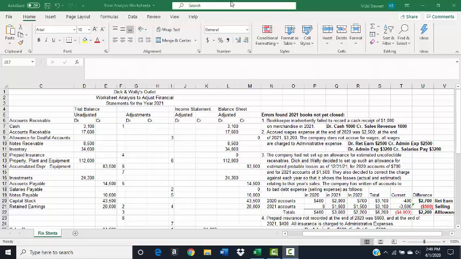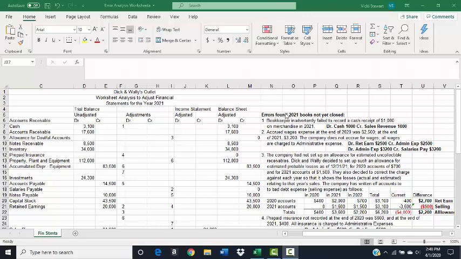So what we have for Dick and Wally's outlet is an unadjusted trial balance for the year 2021. And then we have columns for our adjusted income statement and balance sheet. We have two columns here to make the adjusting entries as we go through and analyze each of these error situations. And after we get through, the spreadsheet is going to automatically update both the balance sheet and the income statement amounts so that at the end you would be ready to do your financial statements.